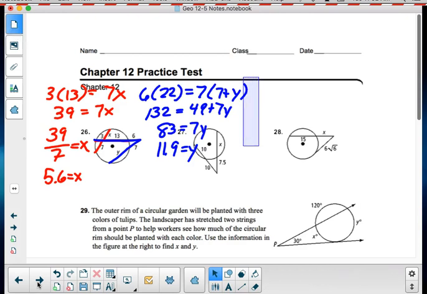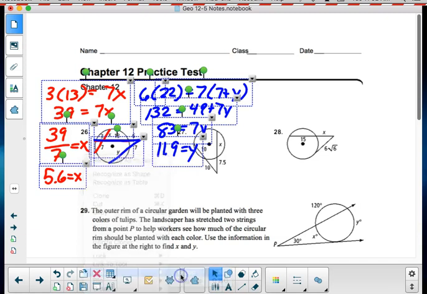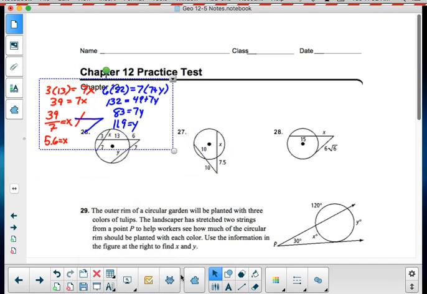Now remember, this was all for problem 1. So I'm going to group those together. So we got those to look at later. Okay, and I'm going to go on to 27.